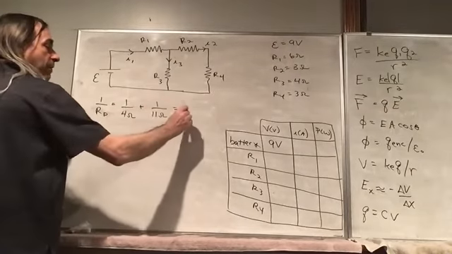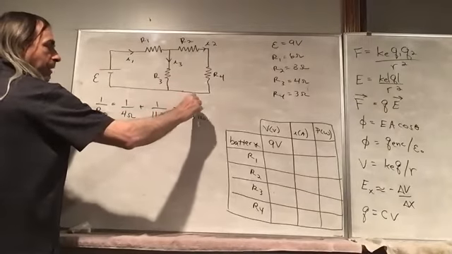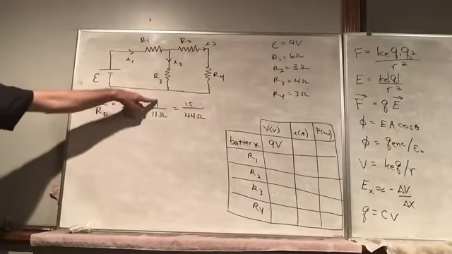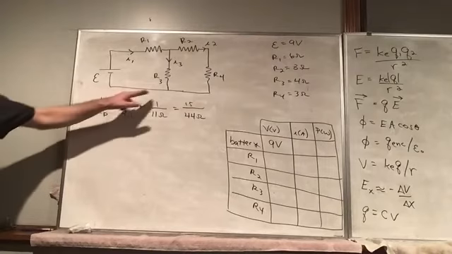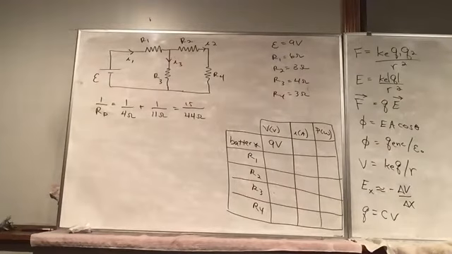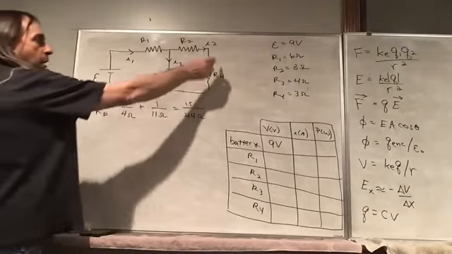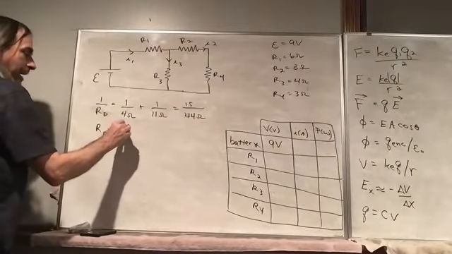So let's get a common denominator of 44 ohms. So here, on top, we'd have 15. Here we multiply by 11 over 11. Here we multiply by 4 over 4. So the common denominator is 44 ohms. So 11 plus 4 is 15. So 44 over 15. Let's do that. So I'm getting 2.93. So this here is 2.93 ohms.